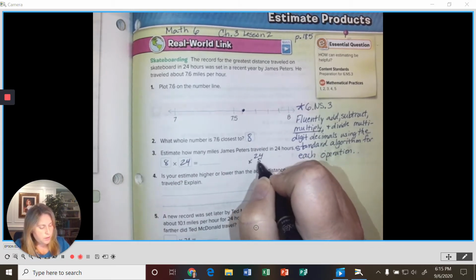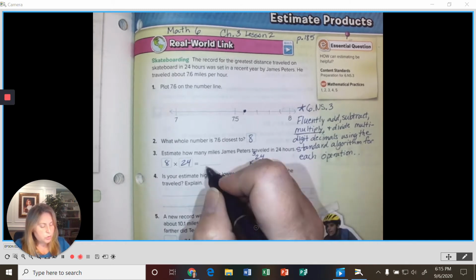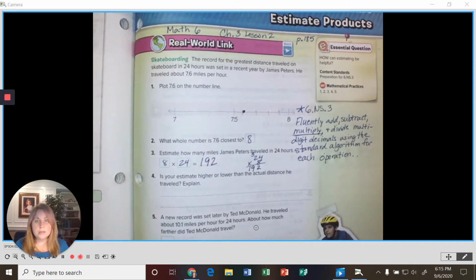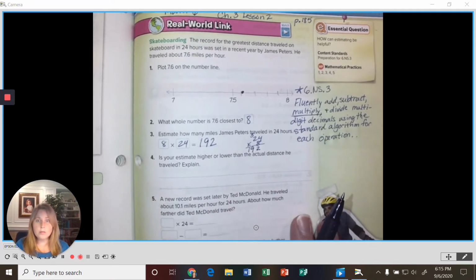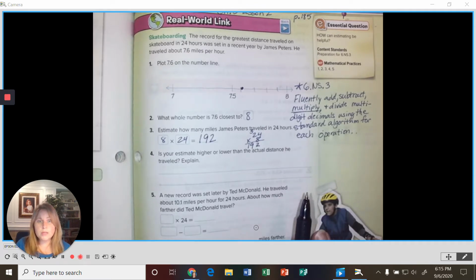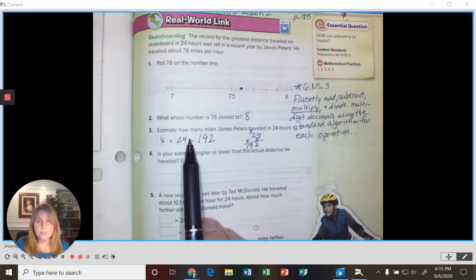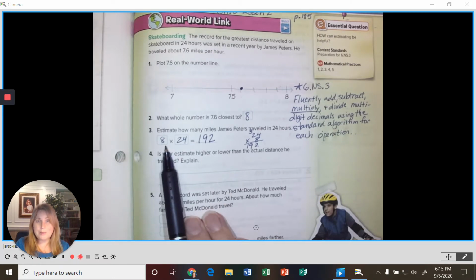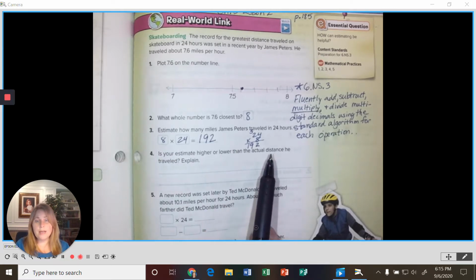24 times 8. 8 times 4 is 32. Write the 2, carry the 3. 8 times 2 is 16, plus 3 is 19. So approximately 192 miles. And then because we rounded, the next question asks us, is your estimate higher or lower than the actual distance he traveled? And then explain. Well, he was traveling on average 7.6 miles per hour. In our estimate, we rounded the 7.6 up to 8. So we made him faster than he actually was. So our estimate would be higher than the actual distance.